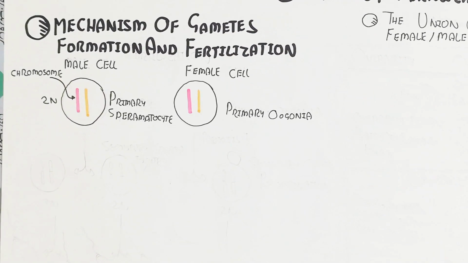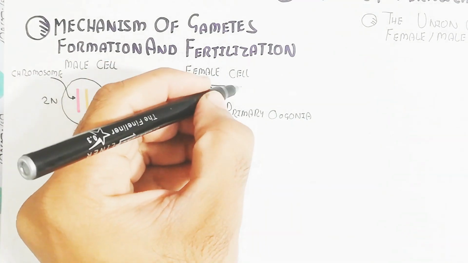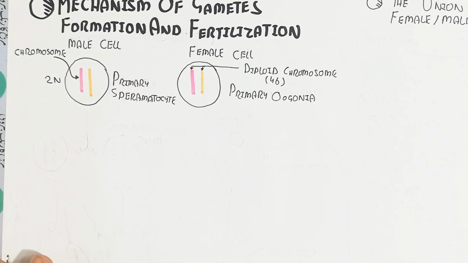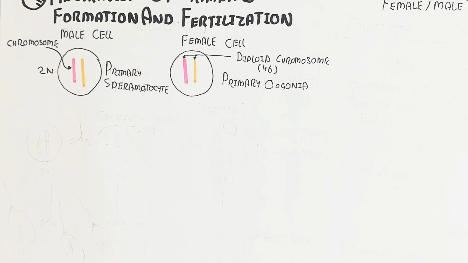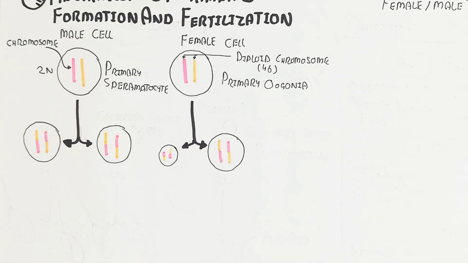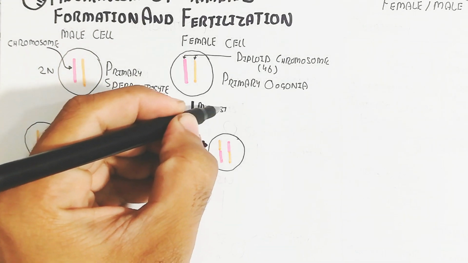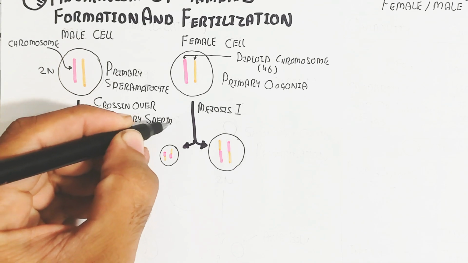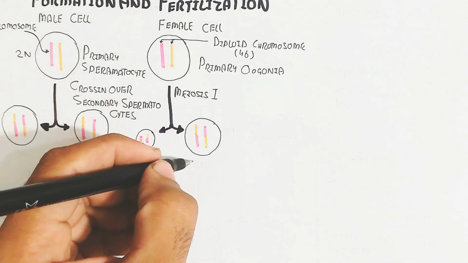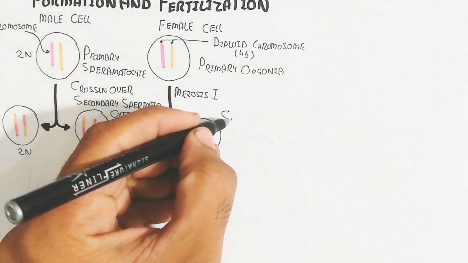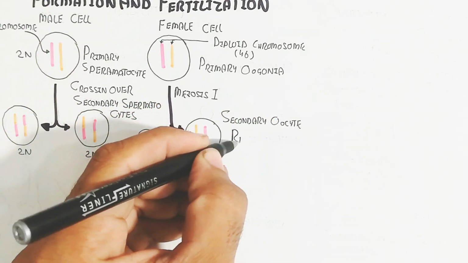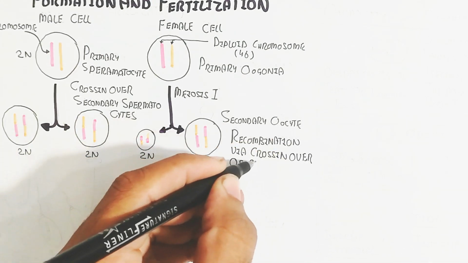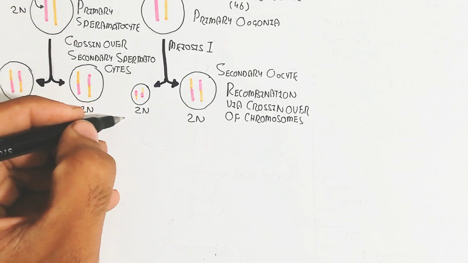Here the primary oogonia and the primary spermatocyte will undergo meiosis 1. This is the diploid chromosome stage. In meiosis 1, crossing over of the chromosomes is required, with sharing of genetic material, shifting and interchange, and the secondary spermatocyte will be formed. In the same way, the secondary oocyte will be formed in the female in the ovary, while the sperm is formed in the testes. So 2n will be produced and the cells recombined.